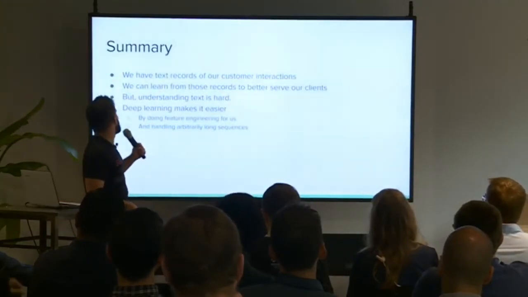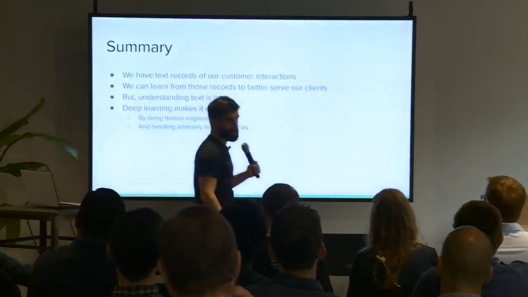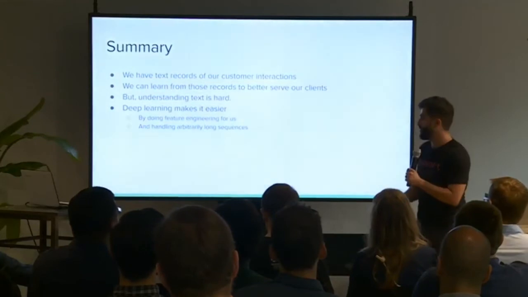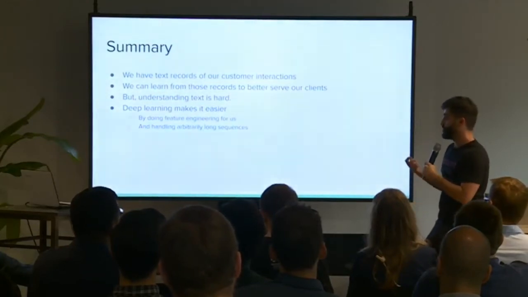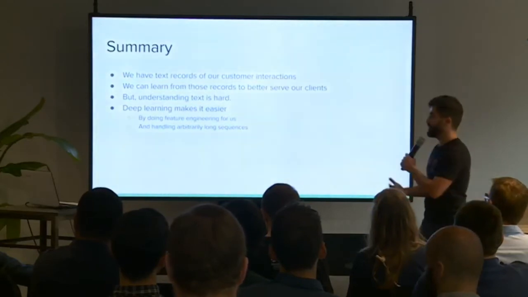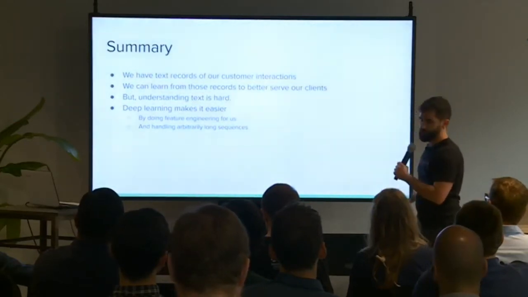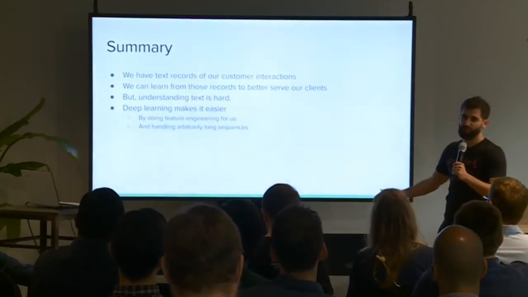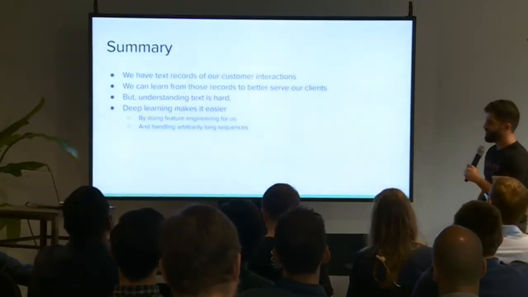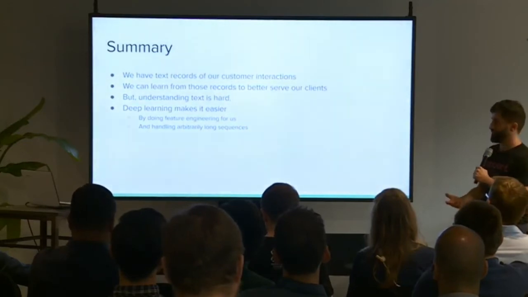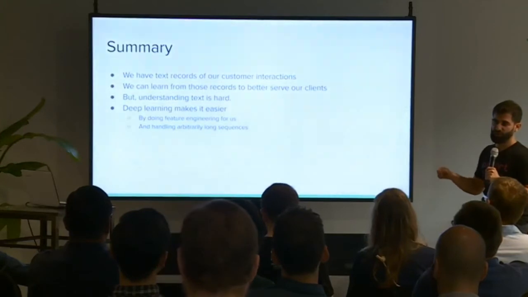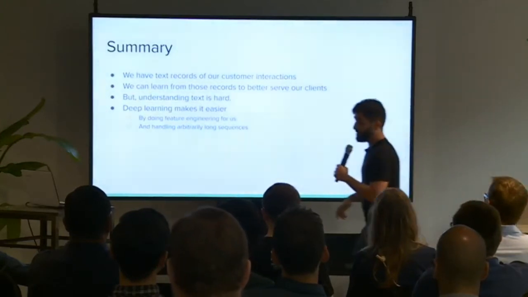So, wrapping up, as I said, we as companies have text records of our interactions with our customers or of ourselves, whatever. And we can use those records to better serve our clients and ourselves, optimize their business, optimize their products, whatever. And text is really, really hard. Right, we don't really know what we're doing. Norvig said it in '76, and we still haven't gotten much better. But deep learning makes it a little bit easier because we can capture long-range dependencies and because we don't have to do feature engineering anymore.